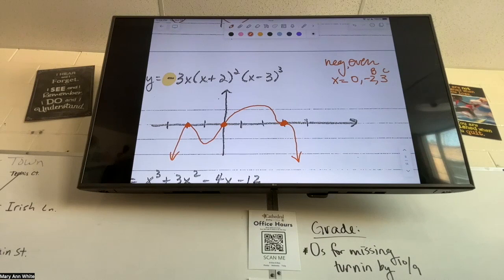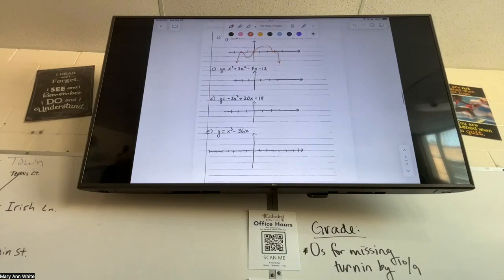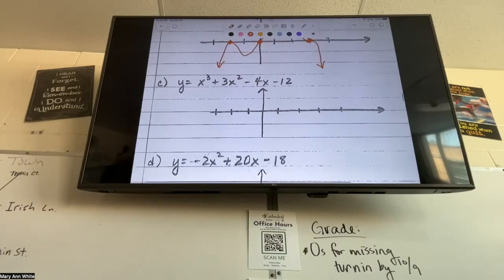All right, we probably just have time for maybe one more. Now, the rest of these we have to factor before we do any graphing. So I'm gonna factor these first. When I look to factor C, what do I do first? How do I factor that?